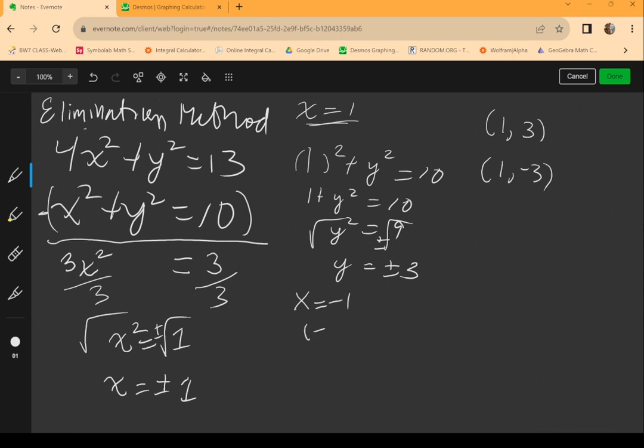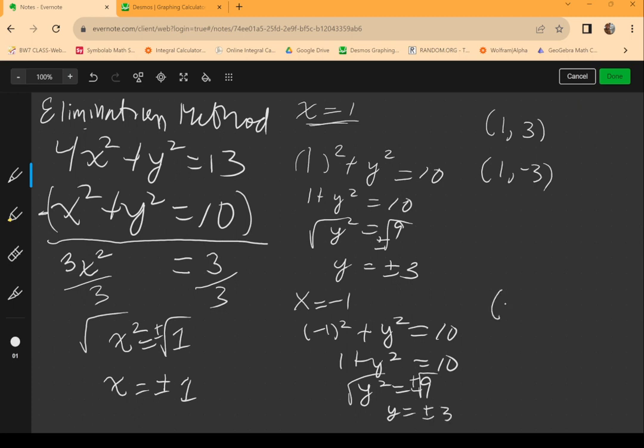notice the square actually, plugging it in here, when I square it, I get back essentially the same equation. 1 plus y squared equals 10. Subtract 1, we get y squared is equal to 9. Take the square root, again plus minus, y equals plus or minus 3.